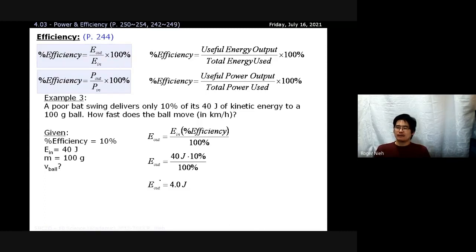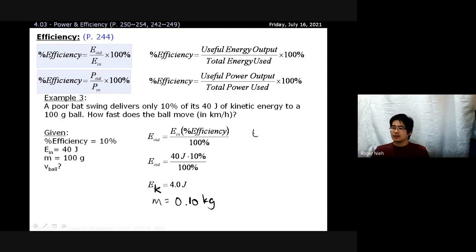Okay, now that we have the useful amount of energy that is actually delivered into the ball, now let's figure out how fast the ball moves. Okay, so what values do we have? We know that the ball will now contain 4 joules of kinetic energy. We also know that the ball's mass is 0.10 kilograms. And that's all we need to find out the speed of the ball.